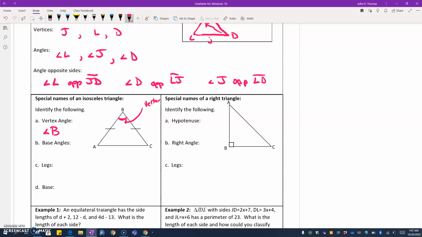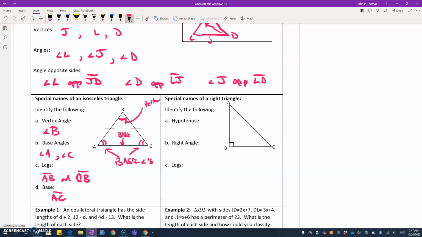The base angles, they're the two that are between the congruent side and the non-congruent side. So base angles would be these two down here, angle A and C. All right, so those are our base angles. The legs are the congruent sides. So in this one, AB and CB. And then the base is the non-congruent side, so AC. All right, so the base is this side.